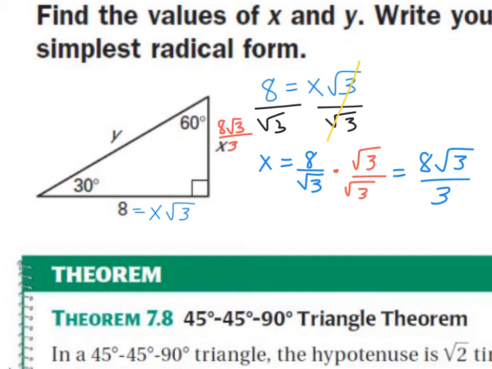To get the hypotenuse, you have to multiply by 2 times the value of x. So 2 times this side. You're just multiplying the top of the fraction by 2. So it would have to be 16 root 3 over 3, because that's 2x.